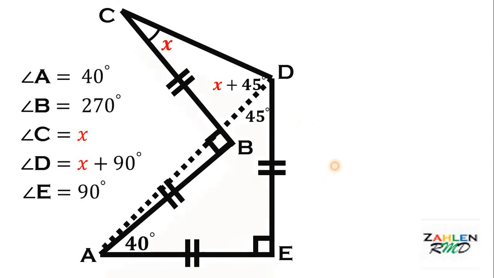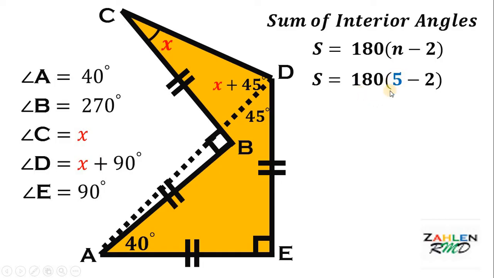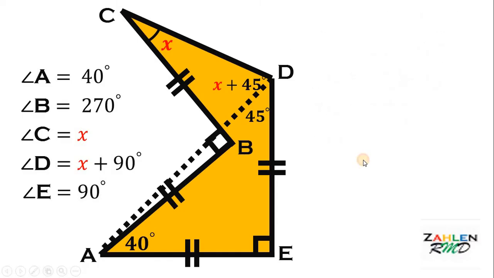Next, let's consider the sum of the interior angles of this pentagon. The sum of the interior angles of a polygon is given by this formula: 180 multiplied by n minus 2, wherein n is the number of sides of the polygon. Since it is a pentagon, n must be equal to 5. Therefore, we have 180 multiplied by 5 minus 2. Next, 5 minus 2 gives us 3, and 180 multiplied by 3 gives us 540 degrees. Therefore, if we add angle A up to angle E, we get a total of 540 degrees.